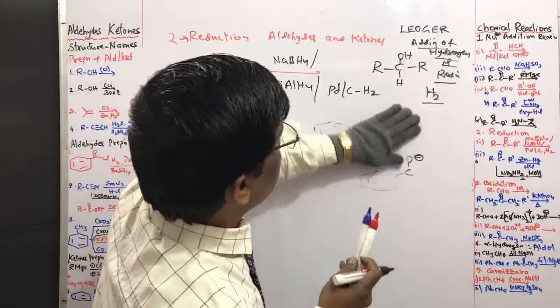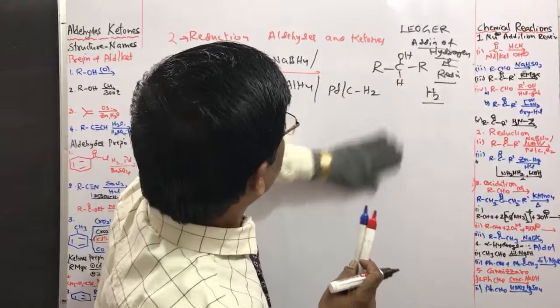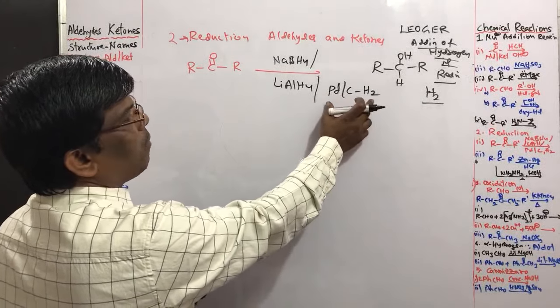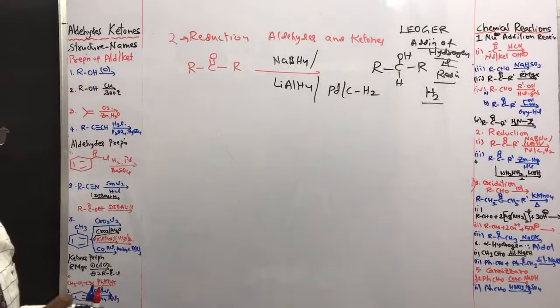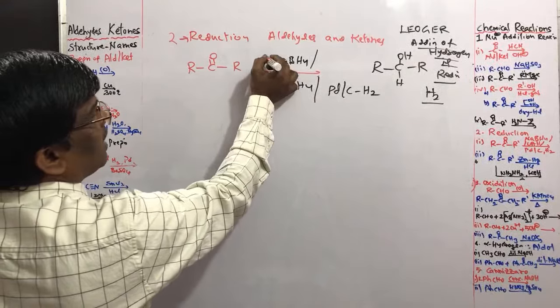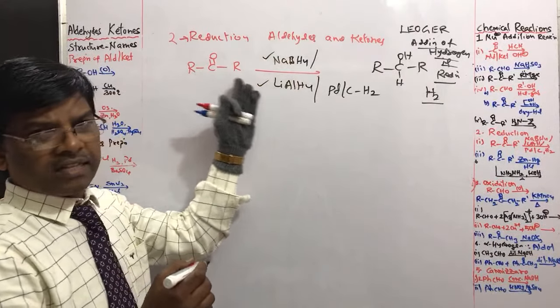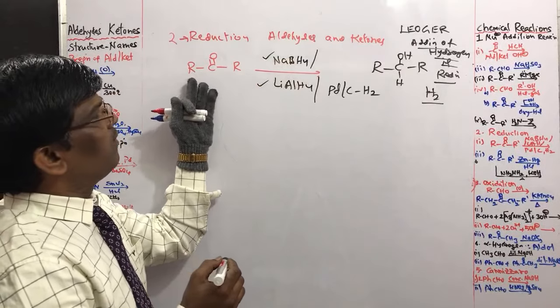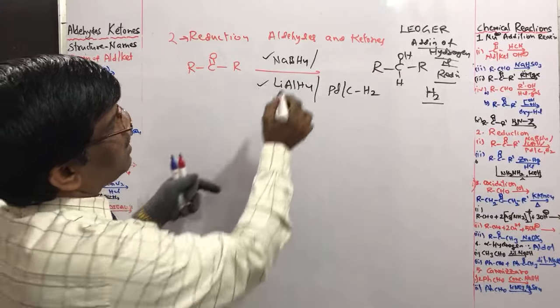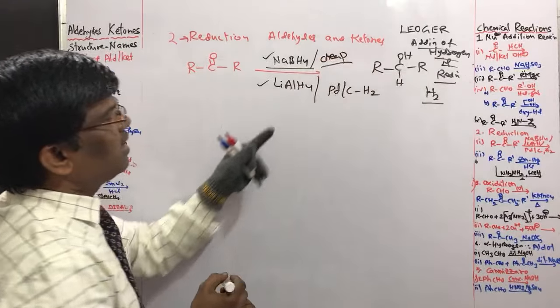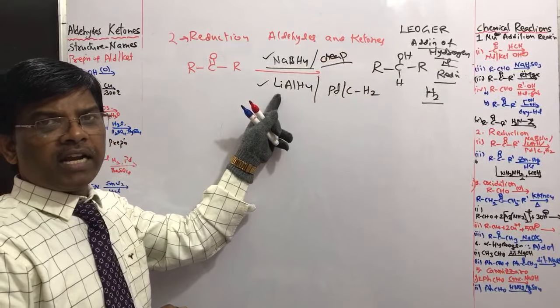Anyhow, let us continue with this reduction by sodium borohydride, lithium aluminum hydride, in presence of palladium carbon and hydrogen. So here a question comes: can I use sodium borohydride or lithium aluminum hydride for the reduction of these two? Yes, it is not specific. However, this sodium borohydride is cheap. You can use this cheap reducing agent, compared to lithium aluminum hydride, which is costly.